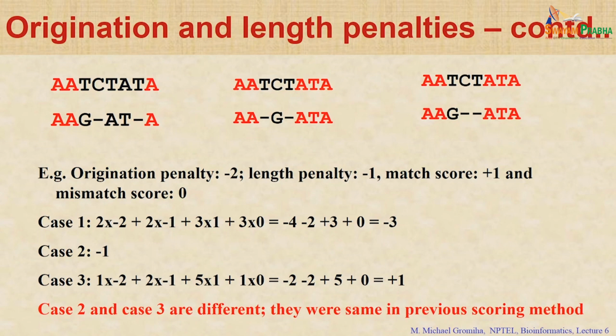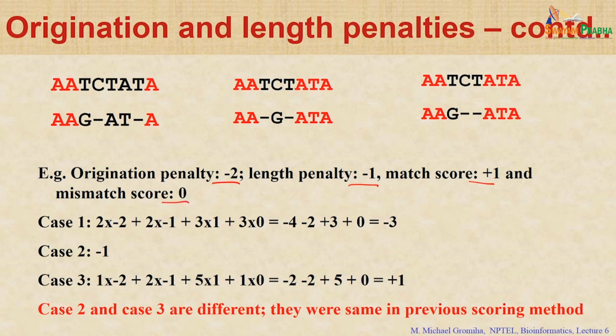Now we take the same three sequences. Here we have the gaps at two different places, and here also we have the gaps at two different places, and here the gaps are at the same place. We take an origination penalty of minus 2, because we do not want to introduce gaps, since nature does not want to select these insertions and deletions. So, we give the penalty of minus 2, a length penalty of minus 1, a match score of 1, and the mismatch score is 0.